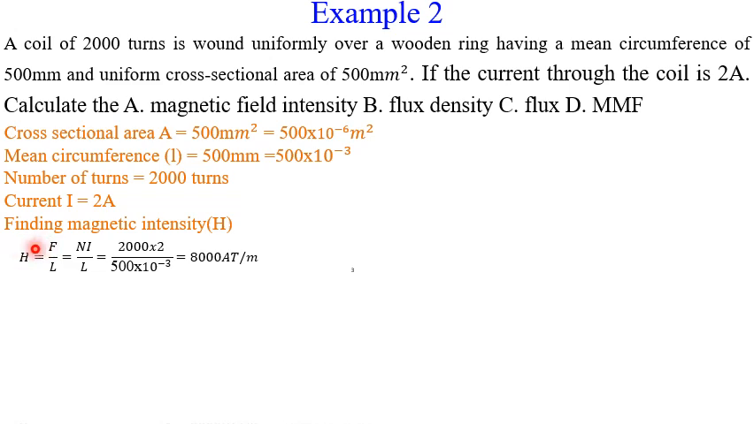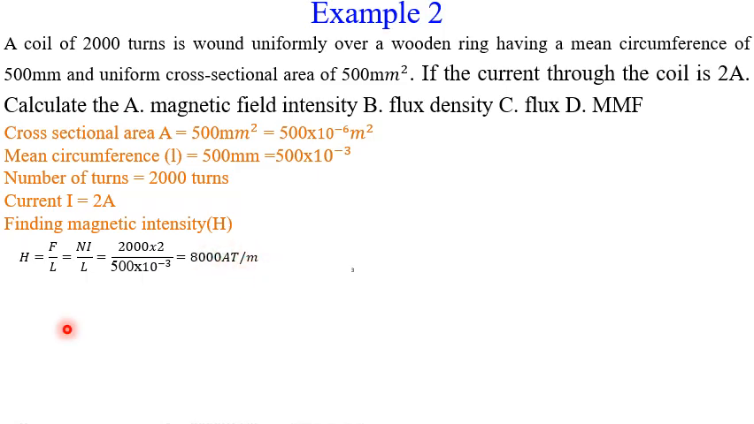So magnetic field intensity is the force over length, and we know that the force is also equal to the number of turns times the current. The number of turns is 2000, then the current is 2, so we just multiply it by 2 to find the force. Then we divide it by the length, which we've already calculated. Dividing it, we get 8080 per meter.